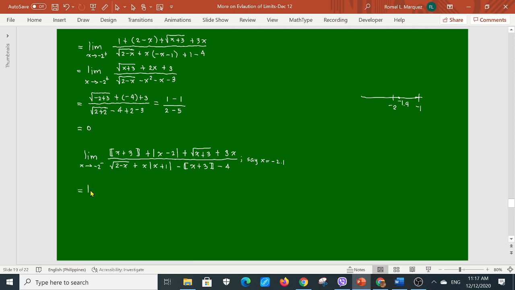So, it is equal to the limit as x approaches negative 2 from the left of the greatest integer of x plus 3. What is that equal to, if your x is close to negative 2 but from the left? So negative 2.1, our trial. Negative 2.1 plus 3, that is 0.9. So the greatest integer is going to be 0, no? So this is 0.